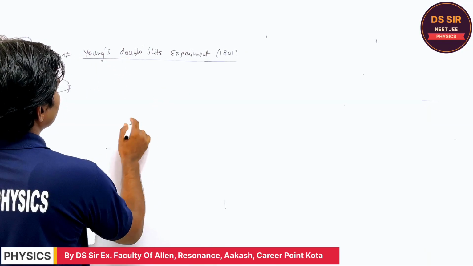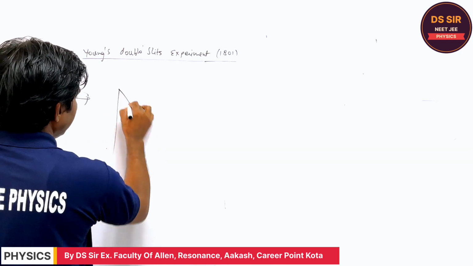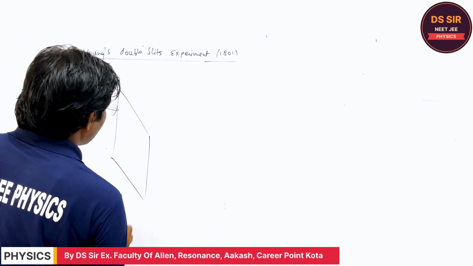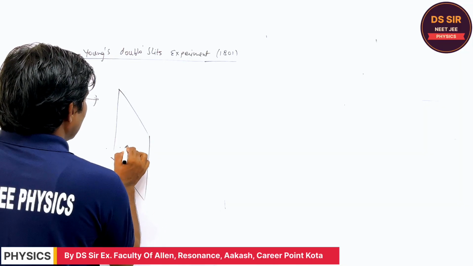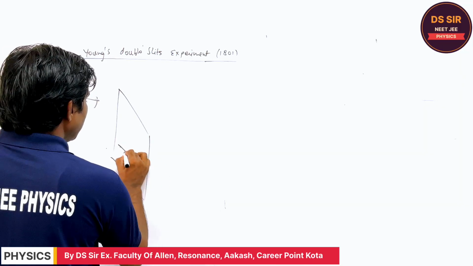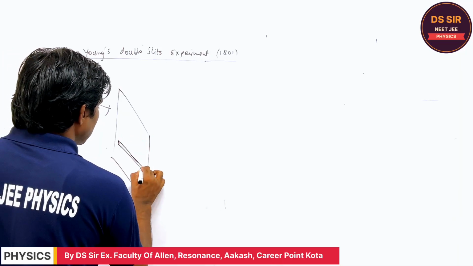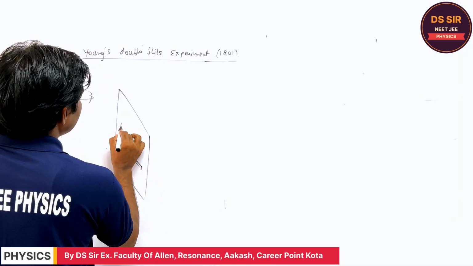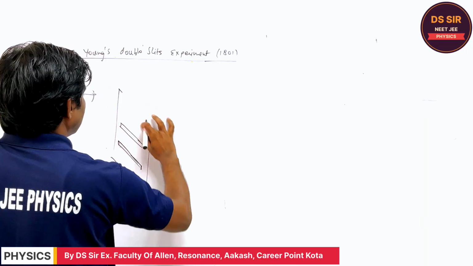In this experiment, he took a cardboard. Suppose there is a cardboard, and in this cardboard he made two slits like this. This is one slit and this is the other slit. Is it clear or not?